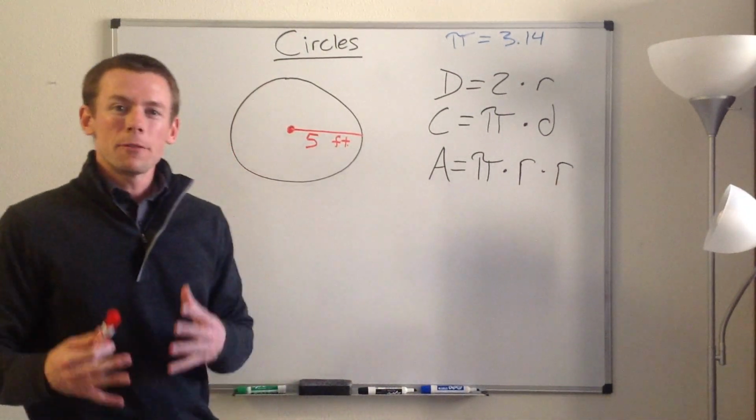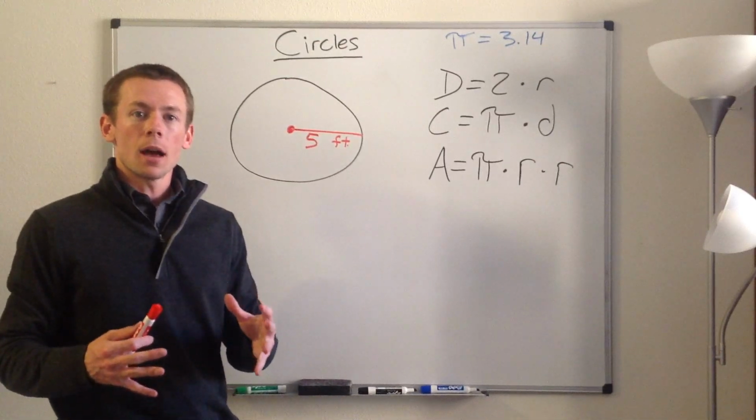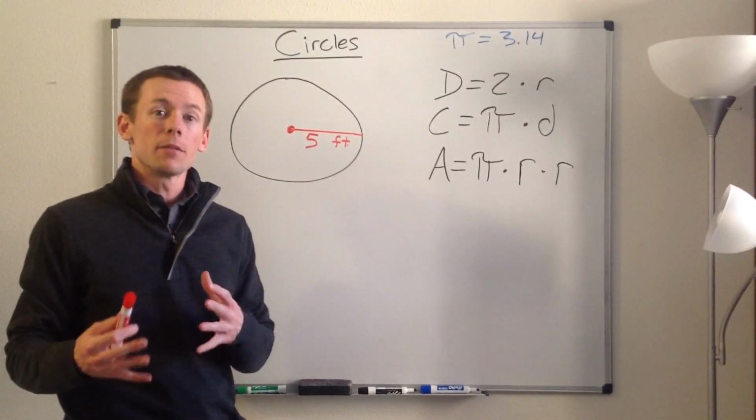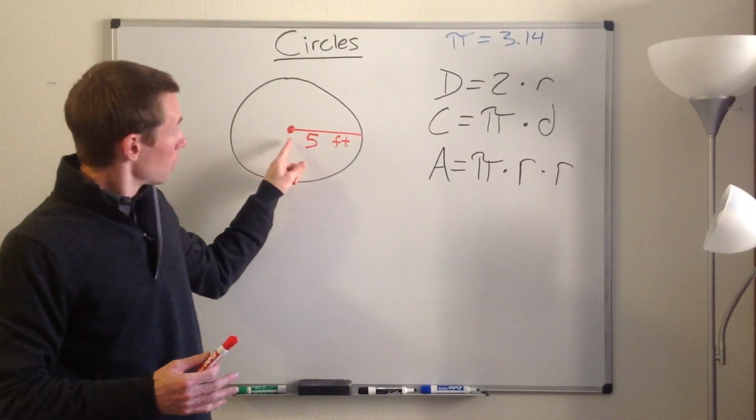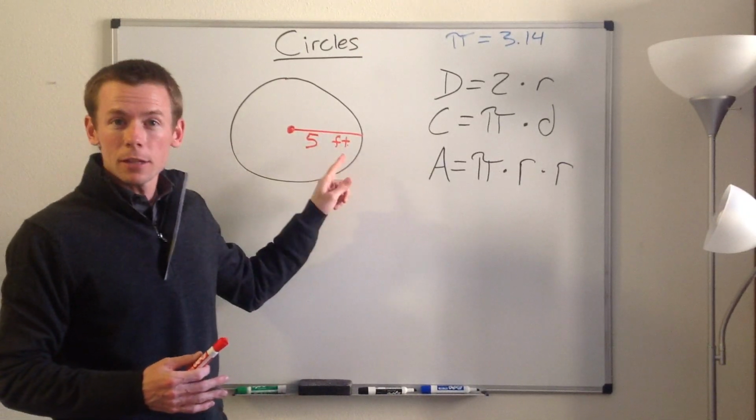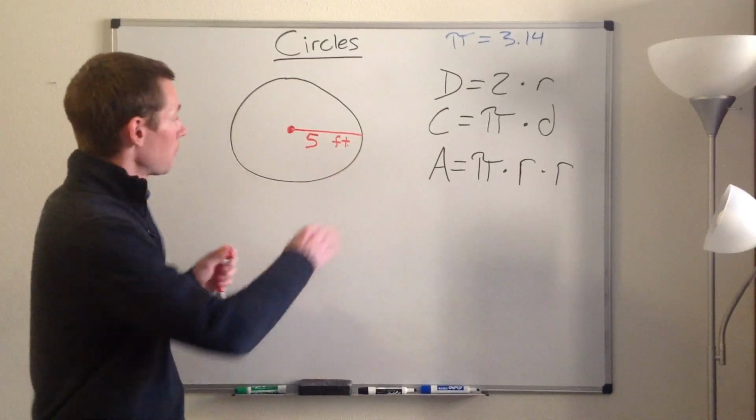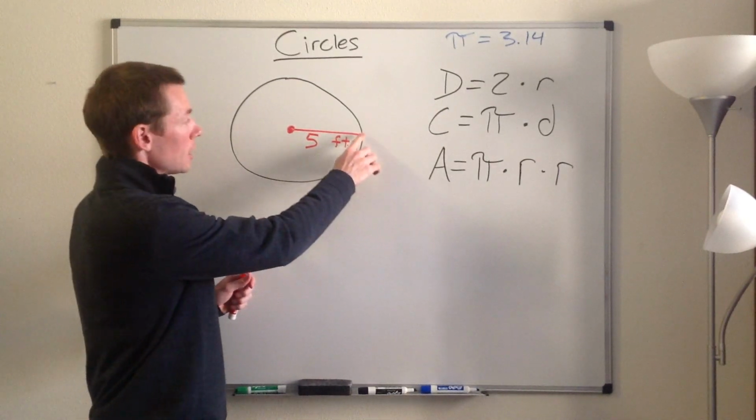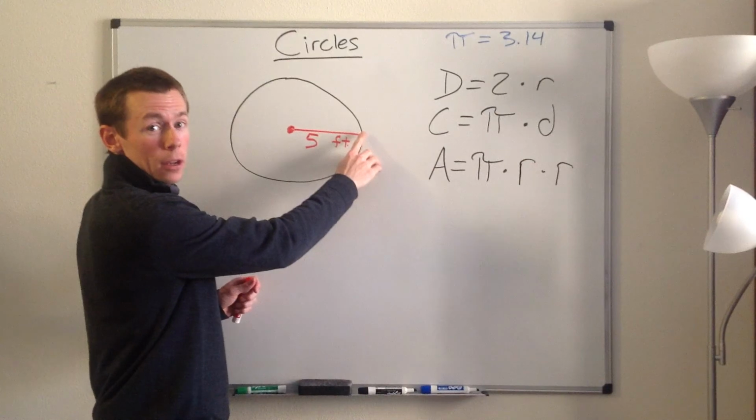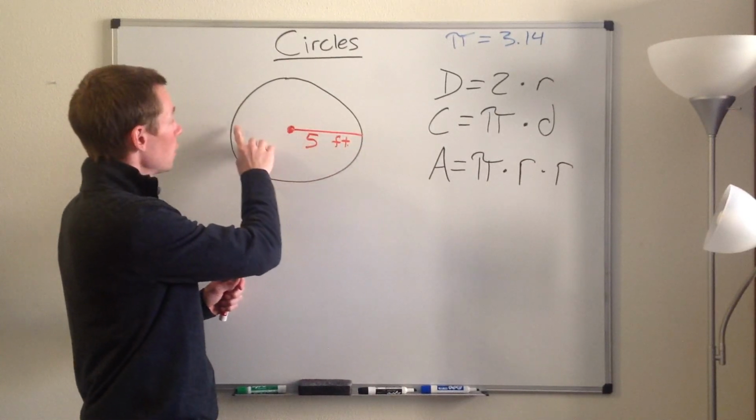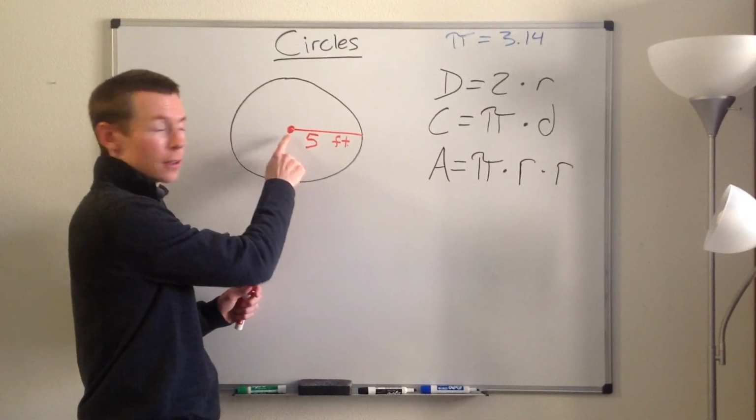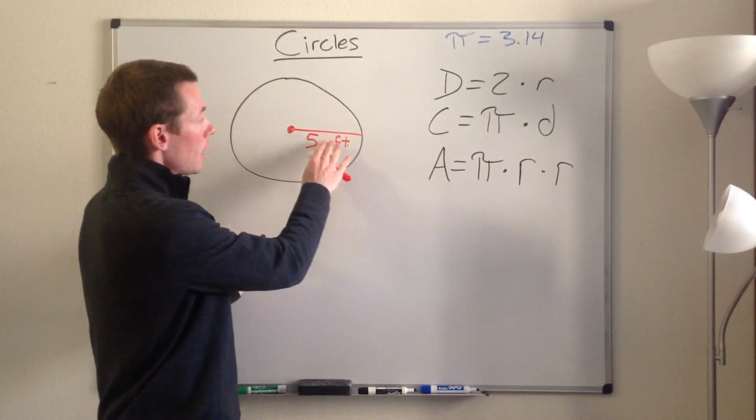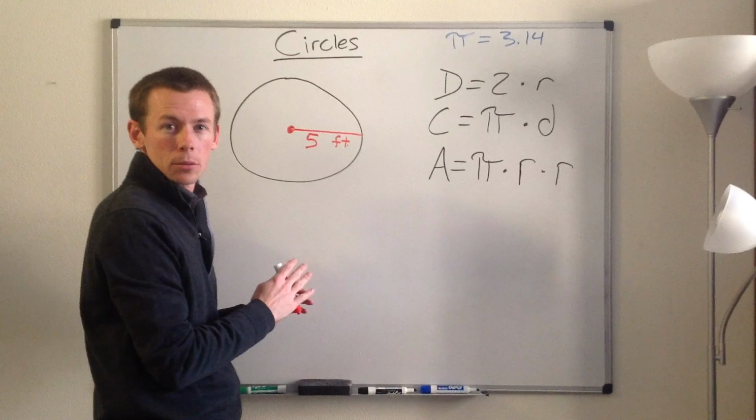Now let's examine a few calculations that arise in geometry involving circles. So I have a circle drawn right here with a radius of 5 feet. Now if I want to find the diameter, which is the length of the line that goes from one side to the other side through the center, that is taking the radius and multiplying it by 2.